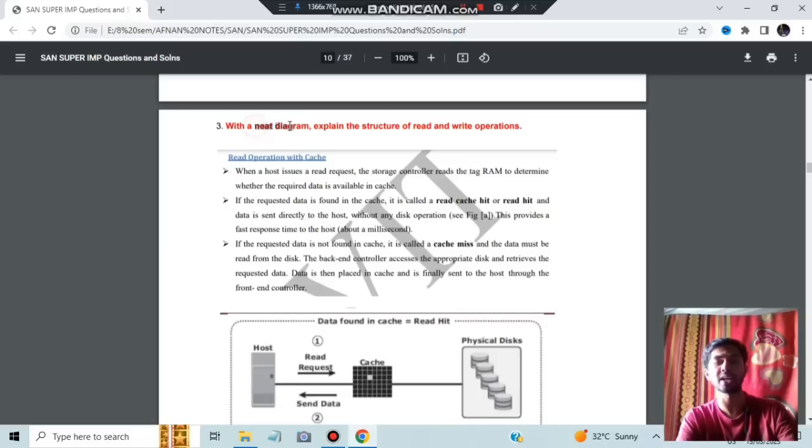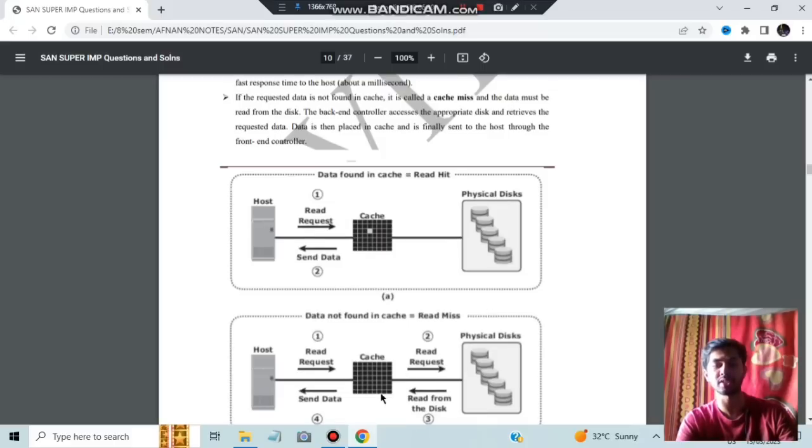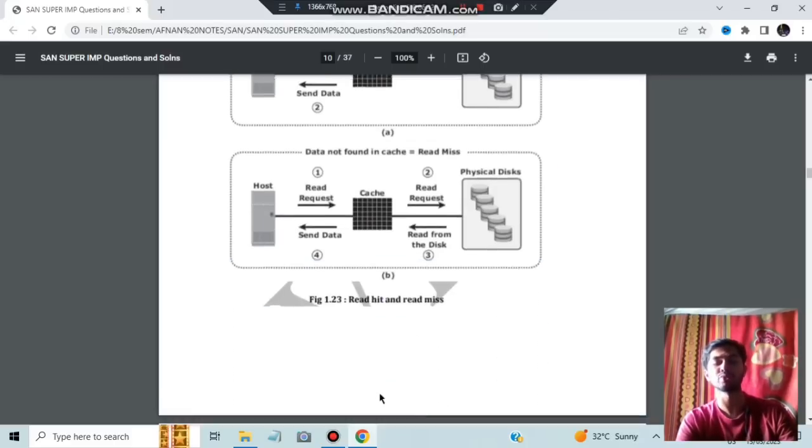Moving on, we have the neat diagram: explain the structure of read and write operation. The operations happening in the cache are of 2 types: read and write. So what happens in a read operation? You will get a request to read something. It will be fetched from the memory and read. For writing, you will send a request to write something. It will go to the memory and be written. In read, there can be a read hit or a read miss. Read hit means it is already present in the cache. Read miss means it is not present in the cache. It has to be taken from the physical disk. So read request and read from disk will be happening here. Same goes for write as well.